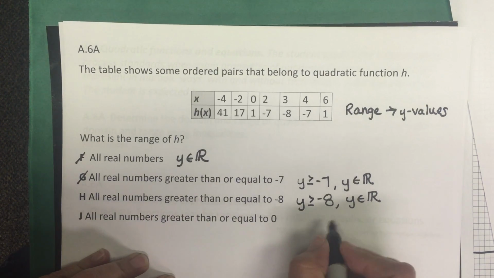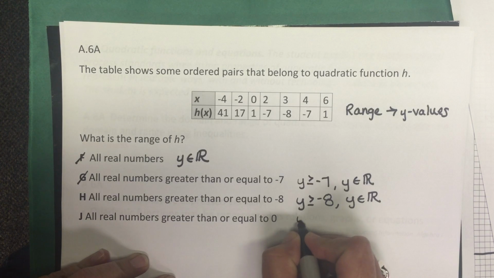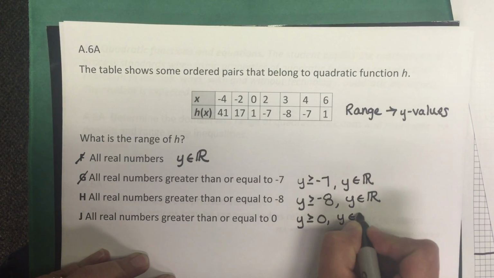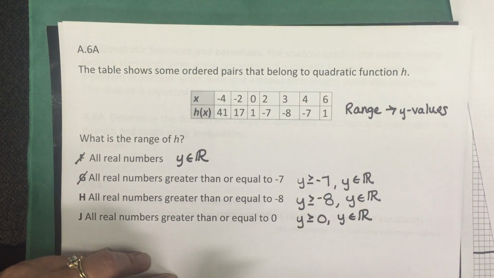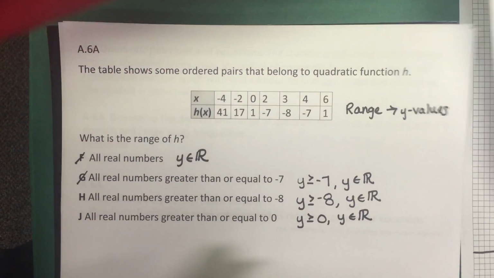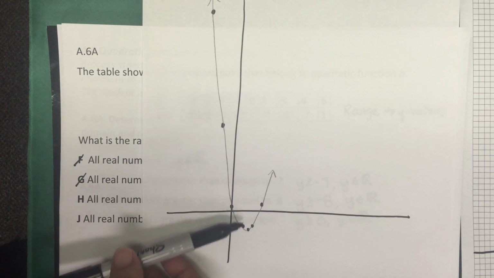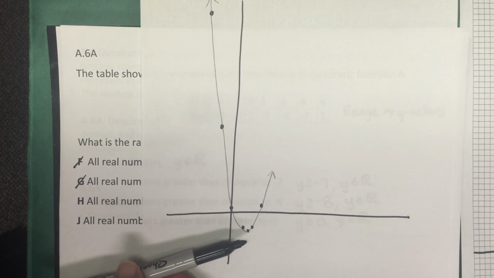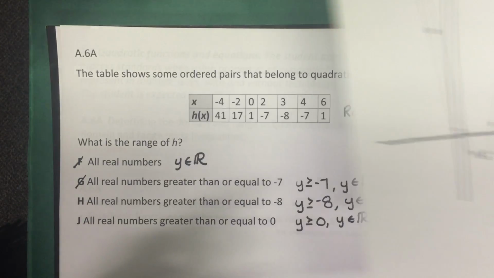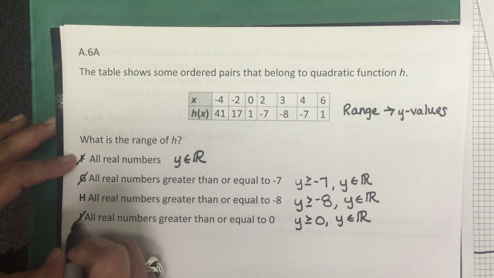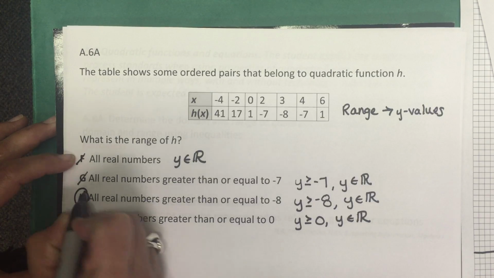All real numbers greater than or equal to 0. So as an inequality, that would be y is greater than or equal to 0, and y belongs to the set of real numbers. So we do have values below 0 that are graphed. We have -7 and -8 in the range. So that one is not true because we have values below 0 that need to be included. So the correct answer for this problem is H.